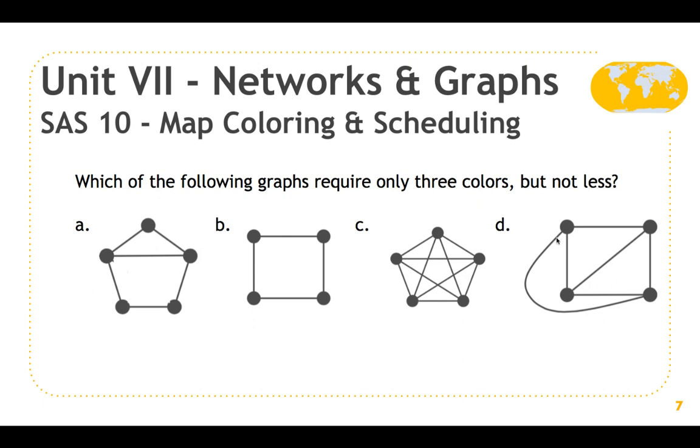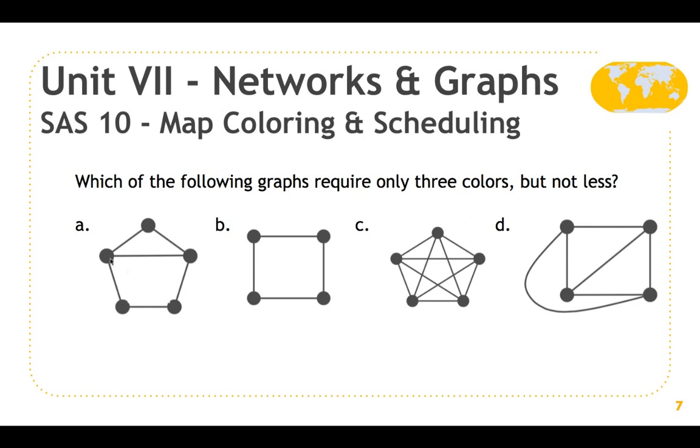And then D, let's look at this. This one has an edge to each vertex. This one has an edge to each vertex. This one has an edge to each vertex. So it looks to me like we have to have 4 different colors. Is that true? I think it's true. Well, if that's the case, then it doesn't look like any of these fit the bill.